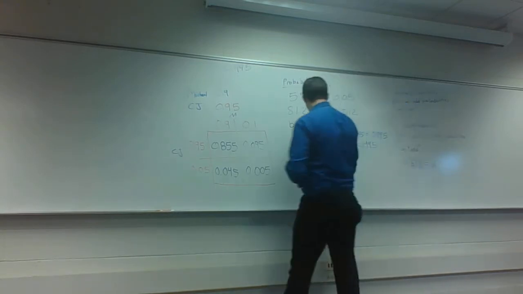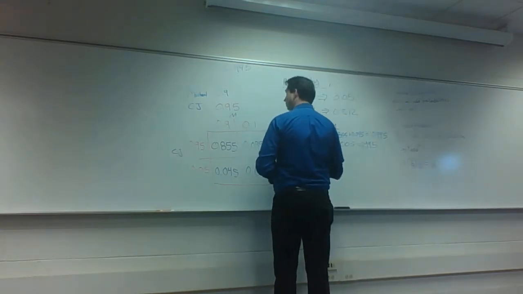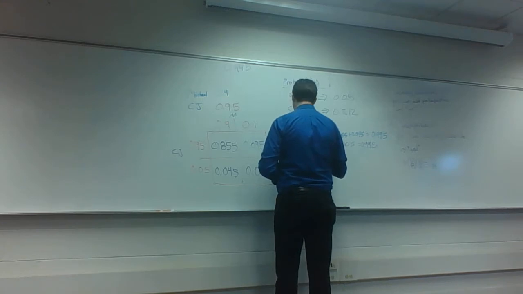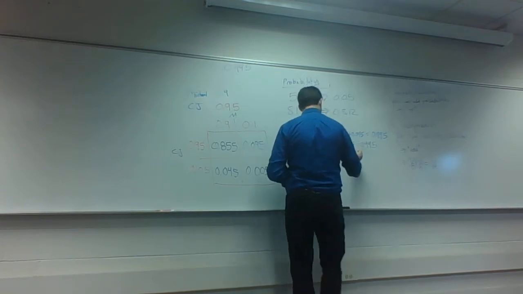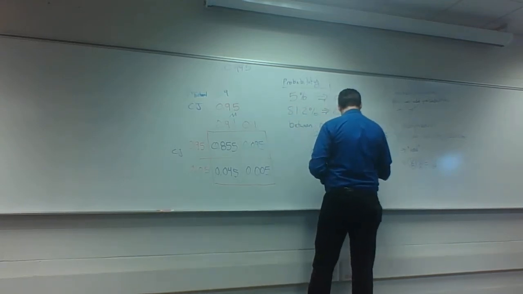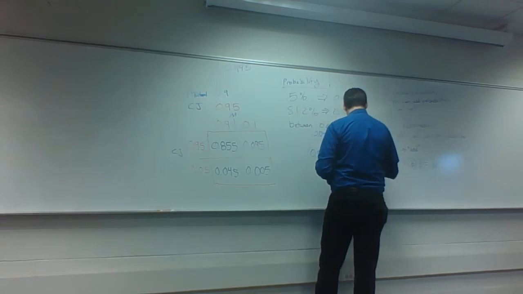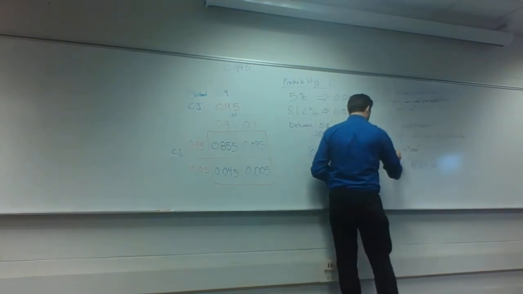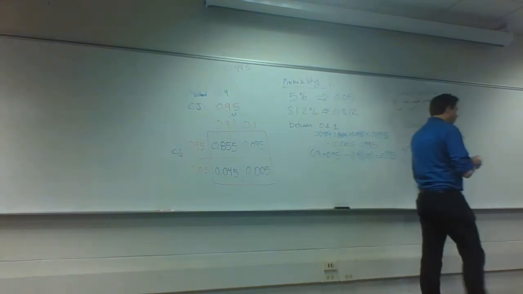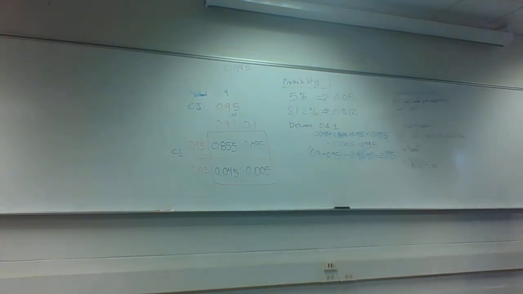You can also do it this way of 0.9 plus 0.95 minus 0.9 times 0.95. If you're curious what the overlap between this and the other one is, you can just add the probabilities together and then subtract off the part where they overlap.